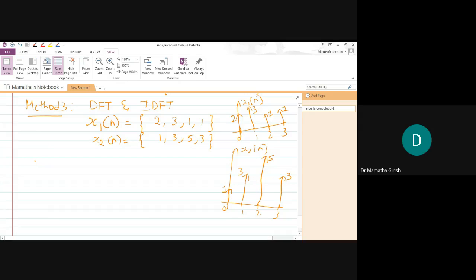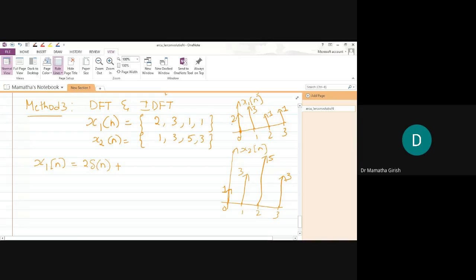Now, can anybody translate that graph to an equation? What is x1 of n? Quickly, fifth A students. You have learned signals and systems, so you should know how to translate the graph to an equation. The answer is there in the graph. What do I have? An impulse whose weight is 2, placed at index 0. This is 2 times delta of n.